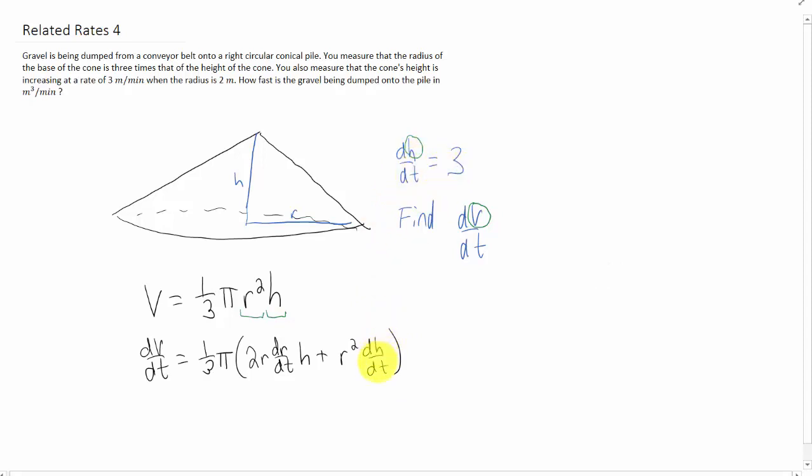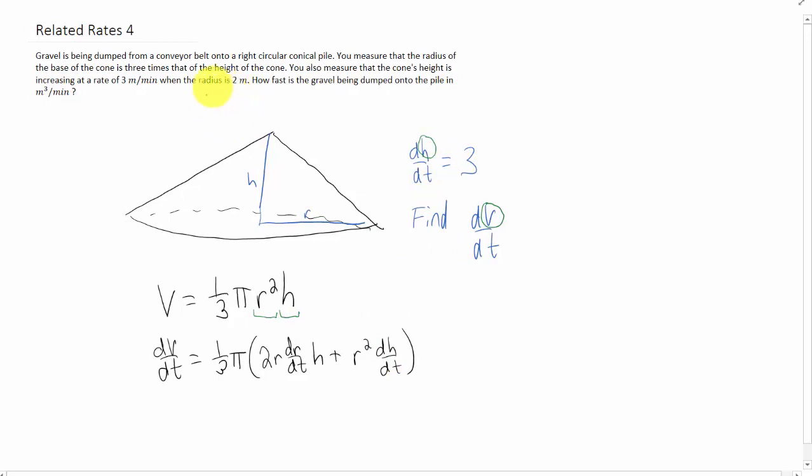We're going to plug that in here. We're given that the radius, when we're looking for these rates, is 2. That's pretty good, so we're going to plug that in here. What we don't have is a rate of change of the radius or the height. But we are given that the radius of the base of the cone is 3 times that of the height of the cone. That is an equation that tells us that the radius is 3 times the height of the cone. Now we could differentiate this to get dr/dt equals 3 dh/dt.